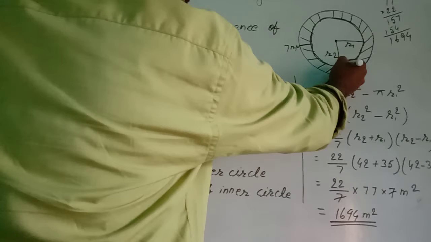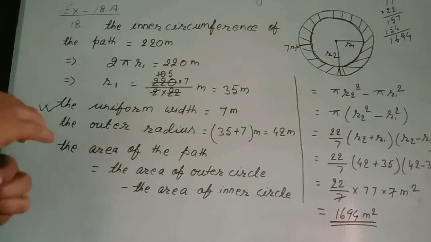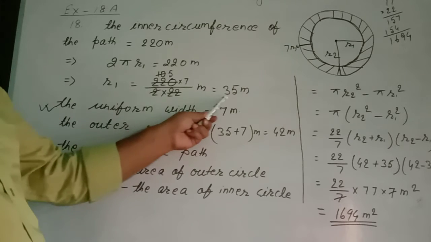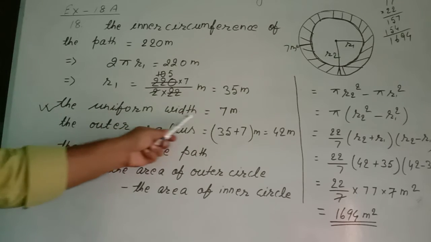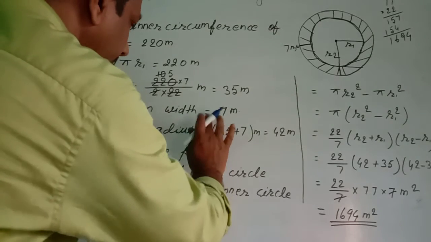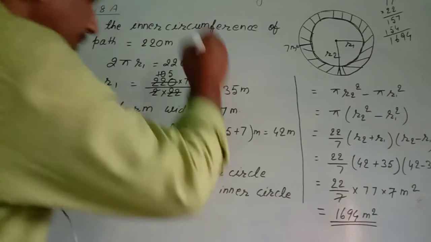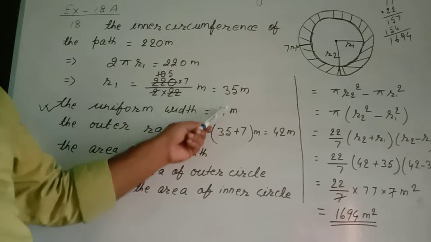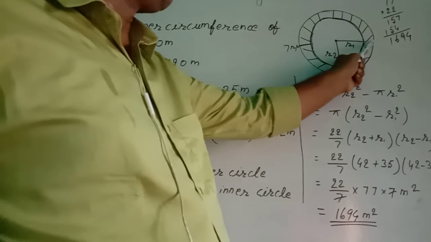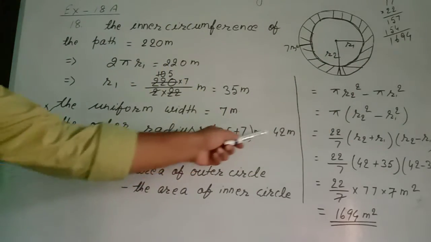This is the center. This is R1, inner radius. And this is R2, that is the outer radius. In R2 the width of the path is also included. We have inner radius R1 equal to 35 meter and the width of this path is 7 meter. So the outer radius R2 equals 35 plus 7. This much is 35 and this much is 7. So this became equal to 42 meter.